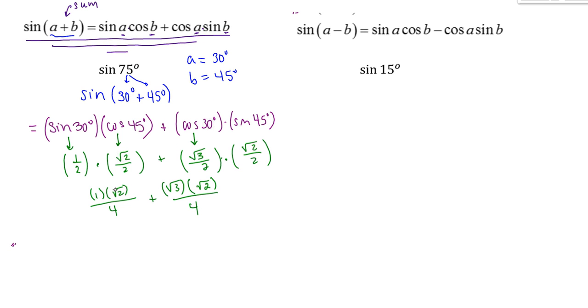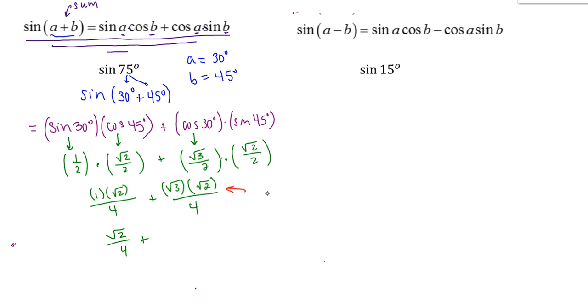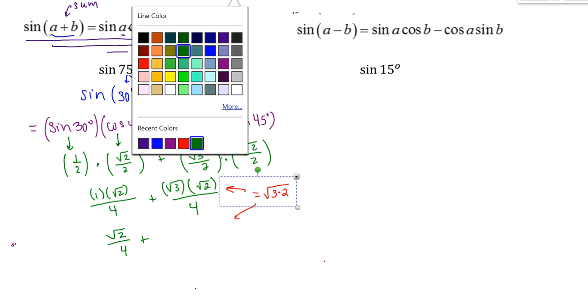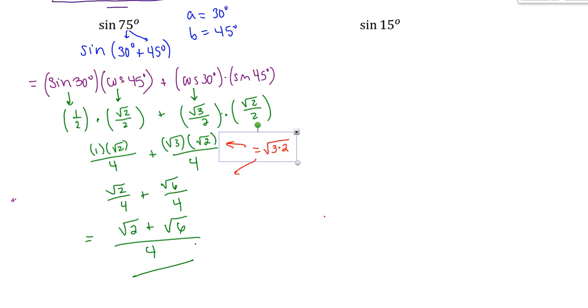This first one's easy. 1 times square root of 2 is just square root of 2. Plus, now this might be the part where you don't forget these rules. When you multiply two radicals together, that equals the square root of those two values multiplied together. So all that is the square root of 6, and that's over 4. So if I combine those together into one fraction, I get the square root of 2 plus the square root of 6 all over 4. And that's where we're going to leave it.